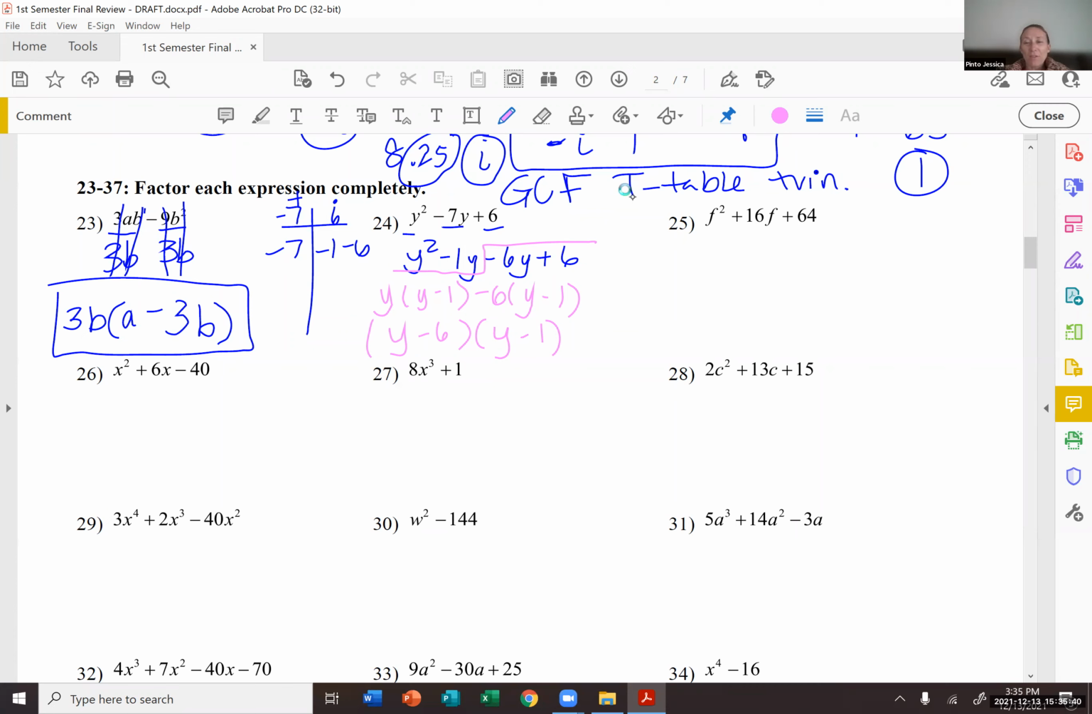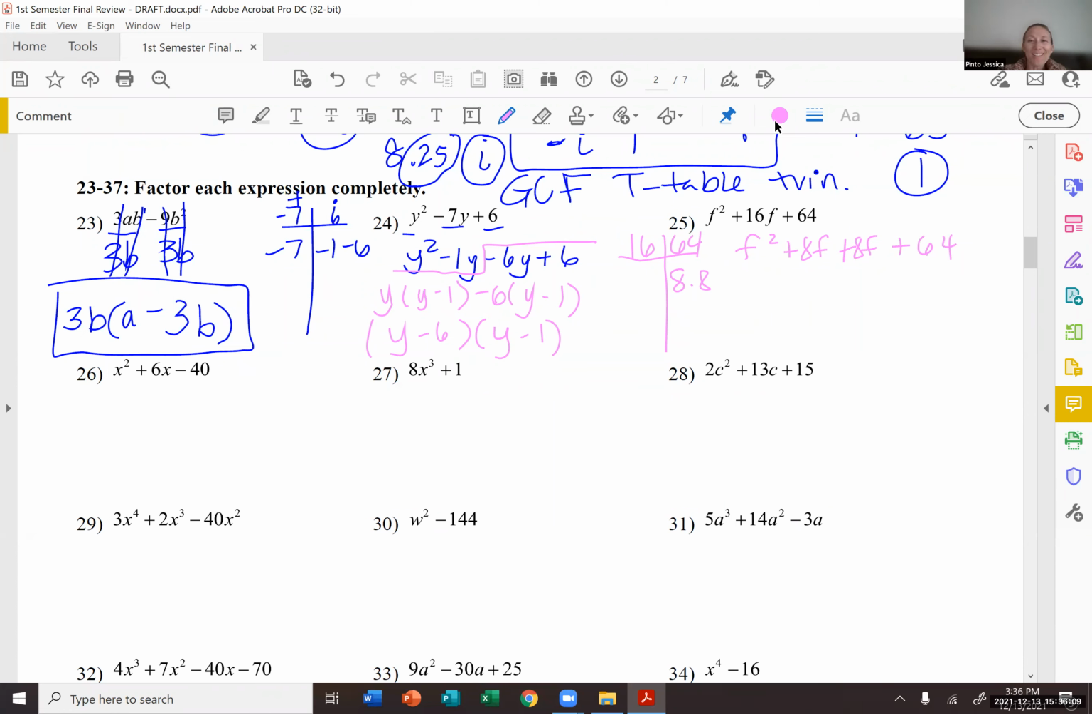On 25, I'll do the same work because it's also a trinomial. So we got 16 here, 64 here. Oh yeah, 64 is 8 times 8. There are no negatives, so I don't have to worry about anything being negative. So this will be f squared plus 8f plus 8f plus 64.